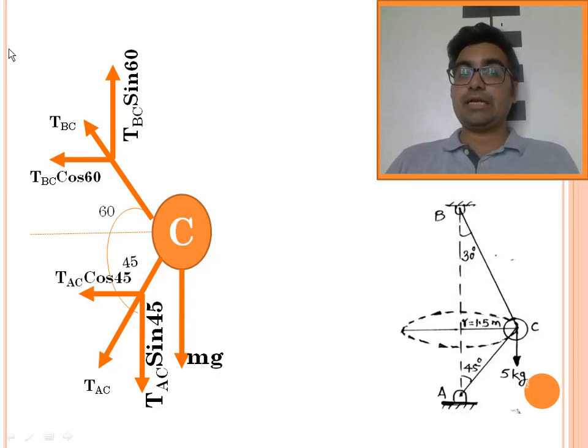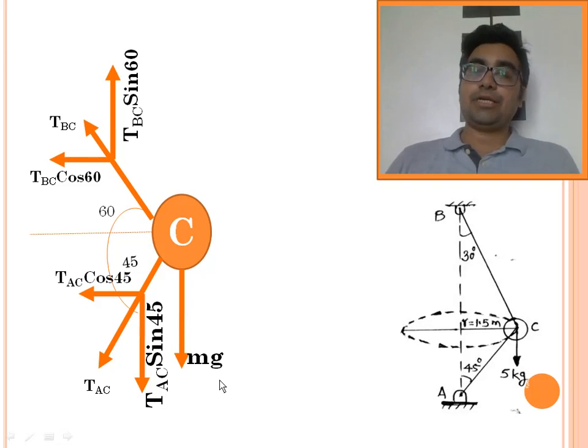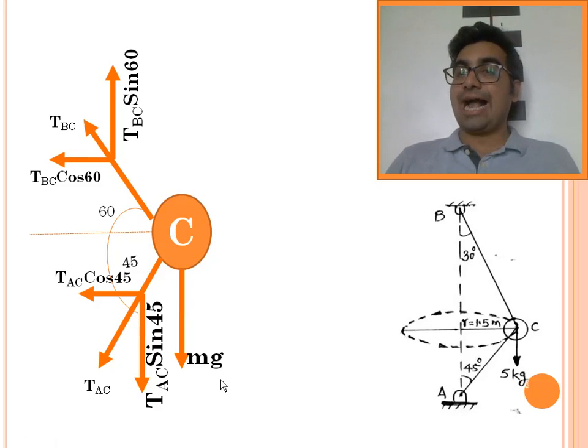Now we have started this lecture to understand D'Alembert principle. So to apply D'Alembert principle, we have to bring this circular motion particle in dynamic equilibrium. To bring that in dynamic equilibrium, we are supposed to apply inertia force. So inertia force always acts in the direction opposite to the acceleration.